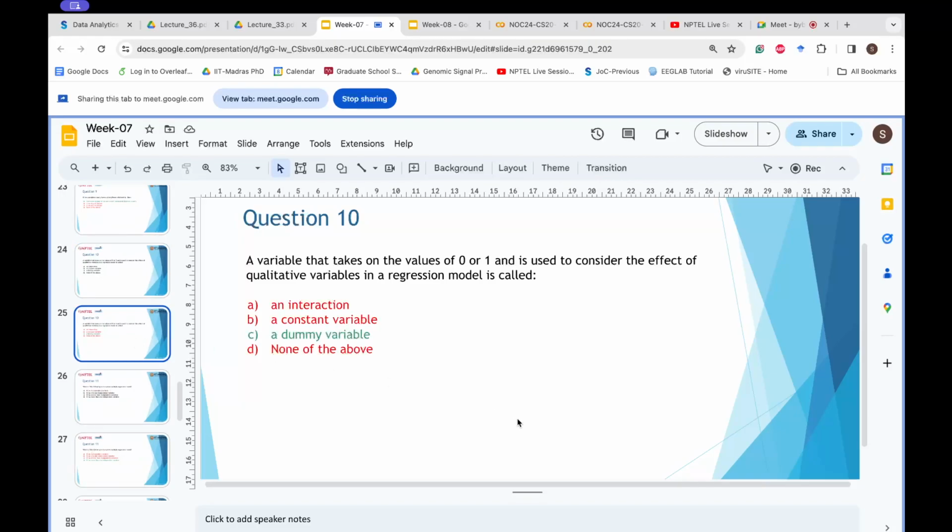So dummy variable, why is it called dummy variable? Let me explain it to you.